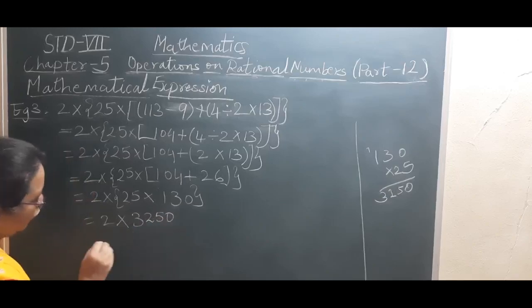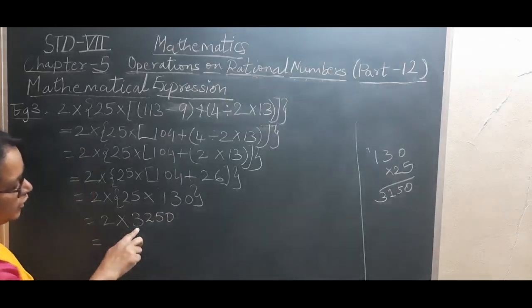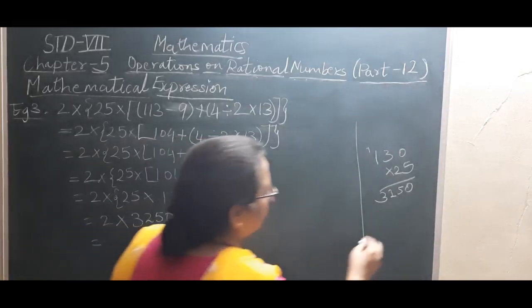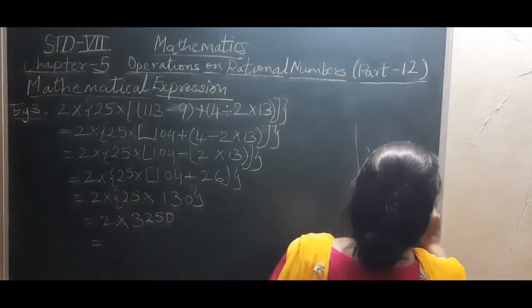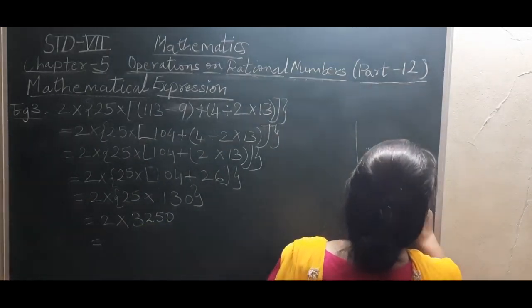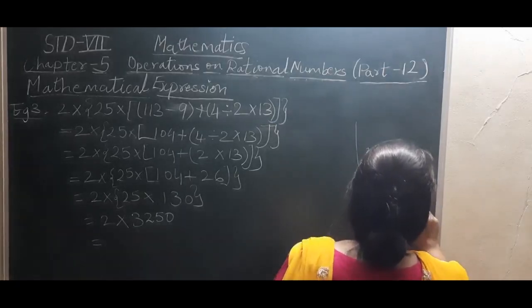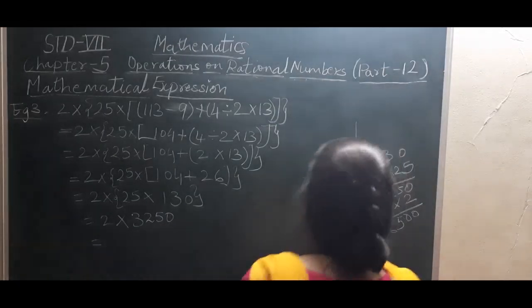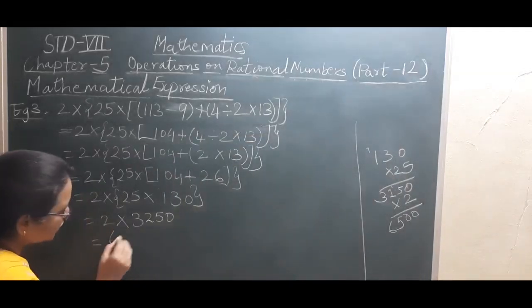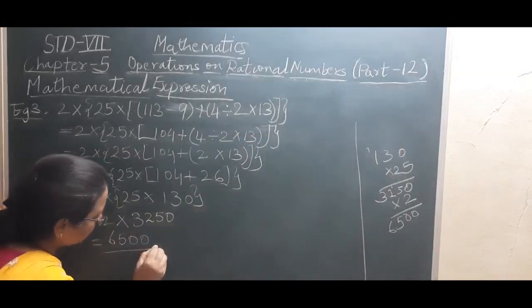Now we are going to multiply 2 into 3250. Let's multiply here and see. 2 zeros are 0, 2 fives are 10, 2 twos are 4 and 5, 3 twos are 6. 6500. 6500 is our answer children.